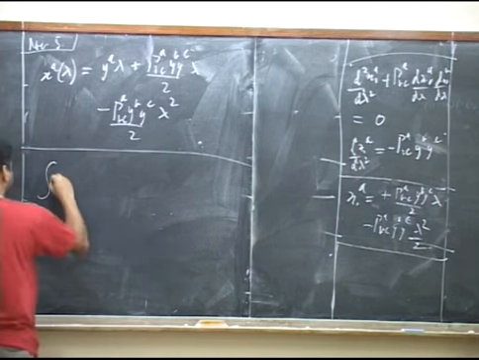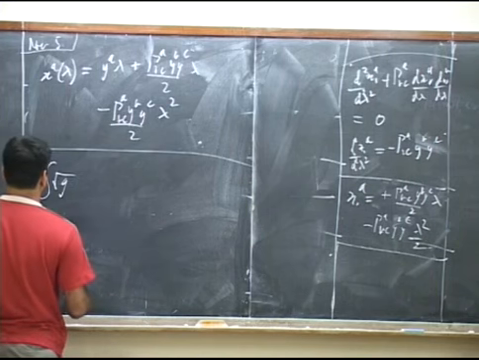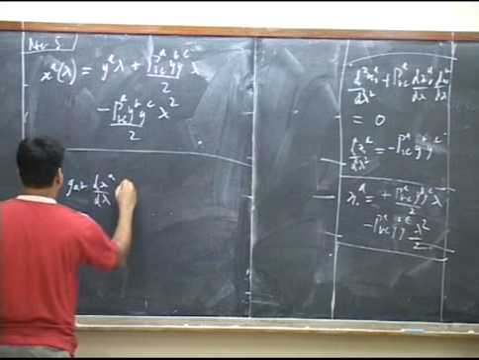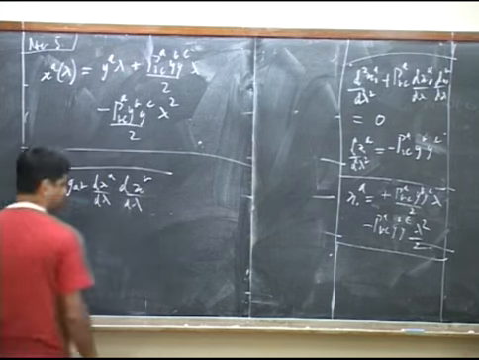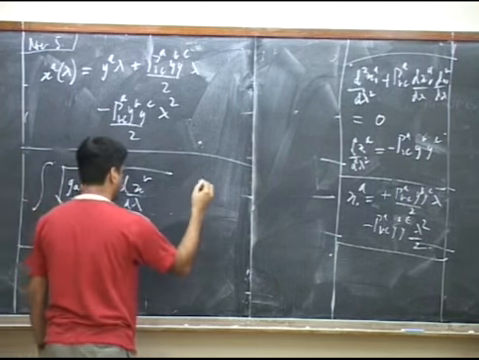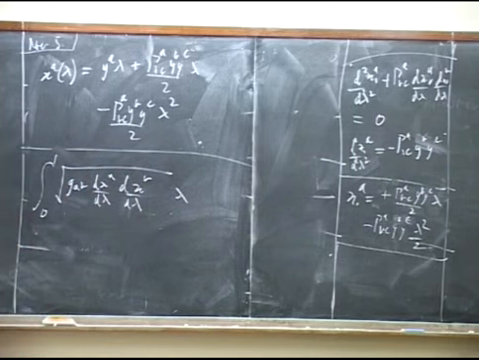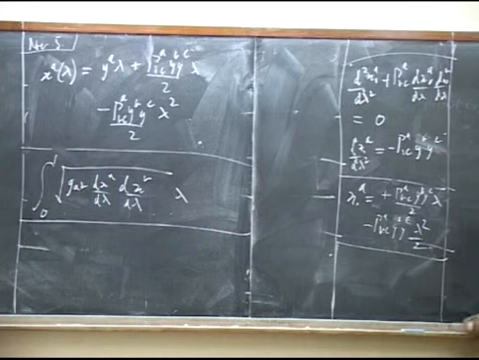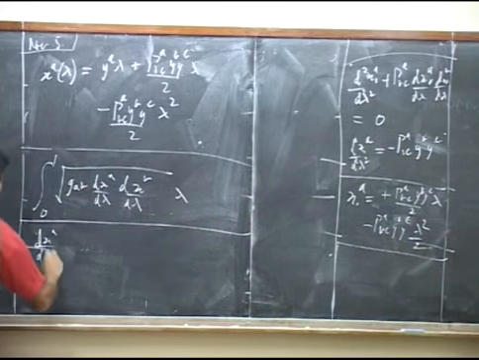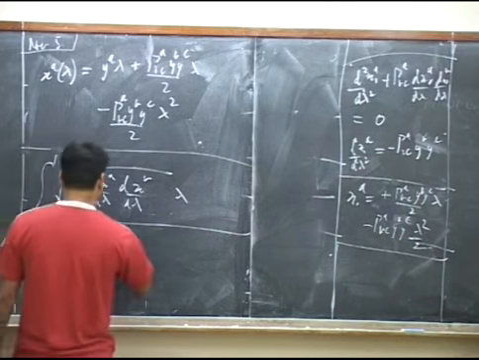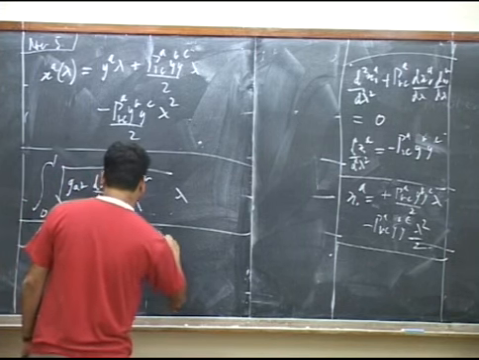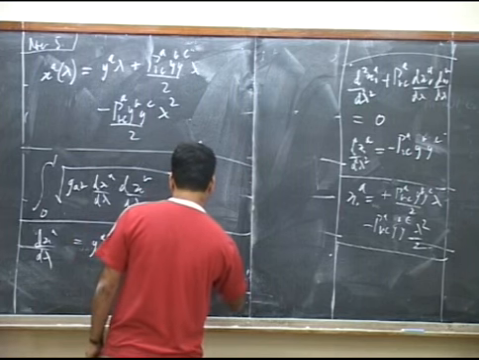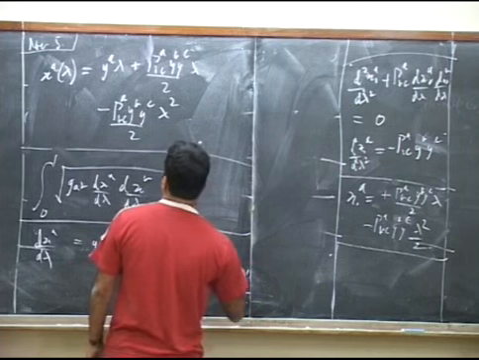Now, I'm interested in the square. Okay, let's get into the actual distance. It's the square root of g_AB del xA by del lambda del xB by del lambda, integrated over lambda between 0 and 1. So we can now plug in. And so what is dxA by d lambda? dxA by d lambda is equal to yA plus gamma ABC by 2 yB yC minus gamma ABC yB yC lambda.